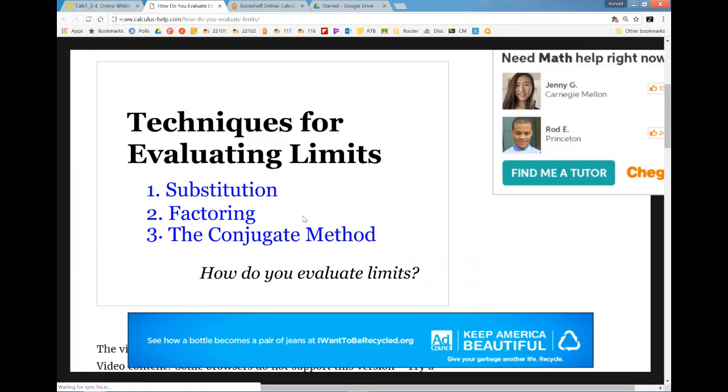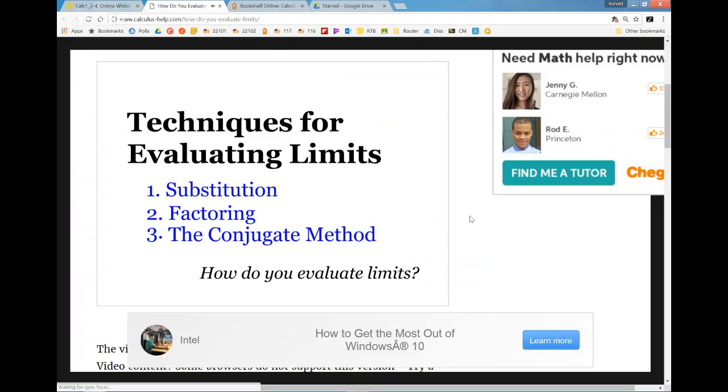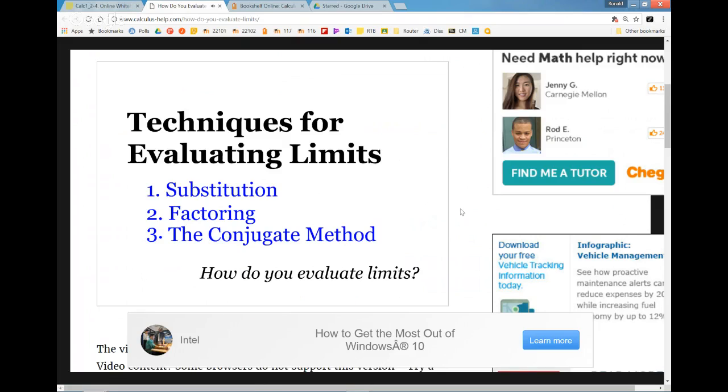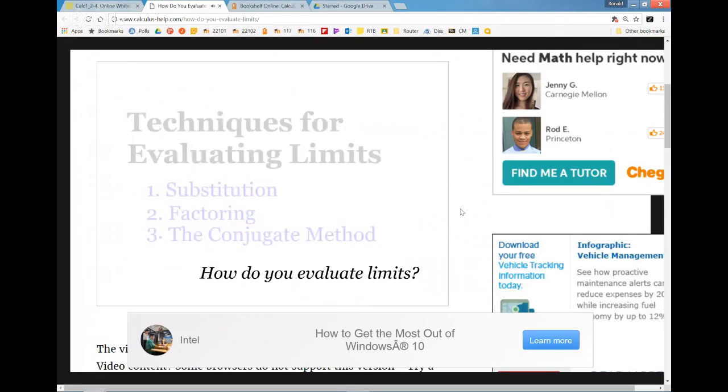There you have it. There are 3 major methods to evaluating limits. Substitution, which is the easiest. Factoring, which is useful when either the top or the bottom of the fraction is factorable. And the conjugate method, which is useful for radical fractions.